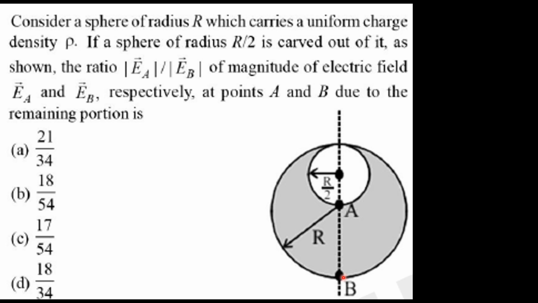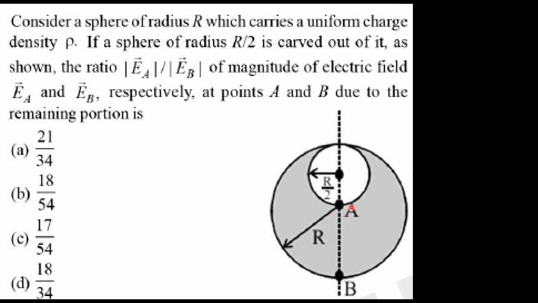point B. Okay, what else have they given? The radius of this small sphere is r by 2 and the radius of the bigger sphere is r. Now how to solve such kind of problems? That means a sphere having a radius r by 2, this portion is removed from this large sphere.